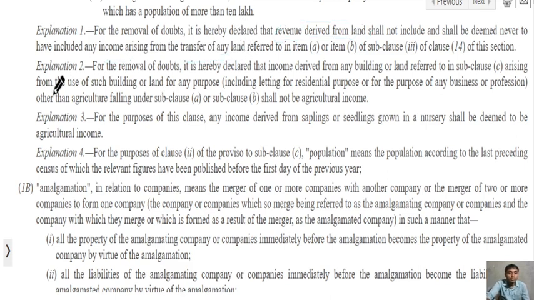Next, explanation 2 states that income derived from building or land shall not include income arising from any source or any purpose other than agriculture.